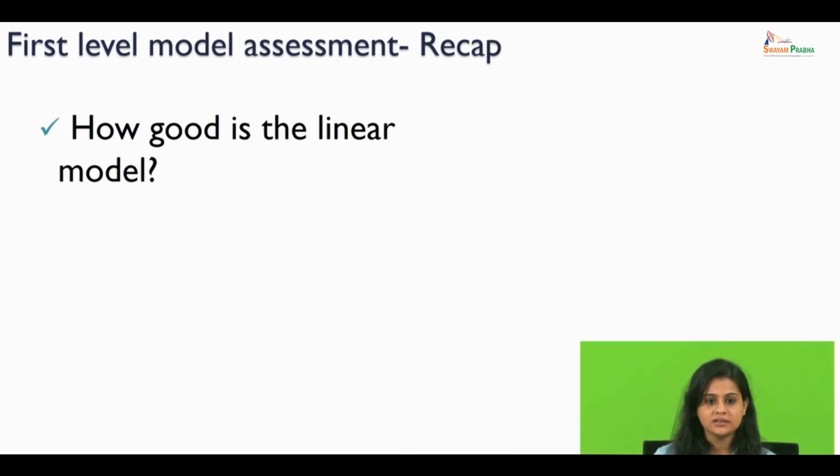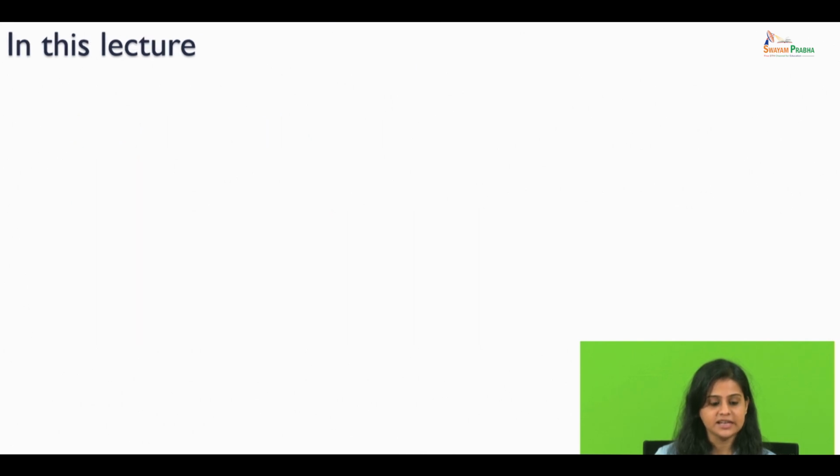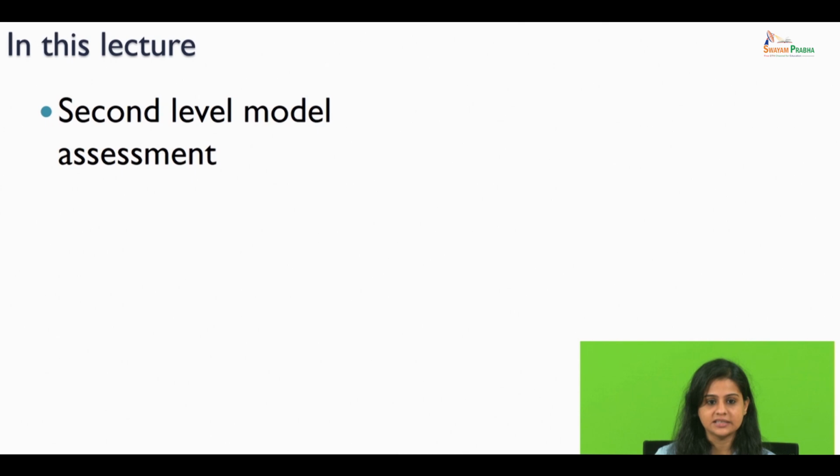Welcome to the third lecture on implementation of simple linear regression using R. In the last lecture, we looked at the first level of model assessment. We saw how good is the linear model that we built, and we also saw how to identify the significant coefficients in the linear model. In this lecture, we are going to look at the second level of model assessment.